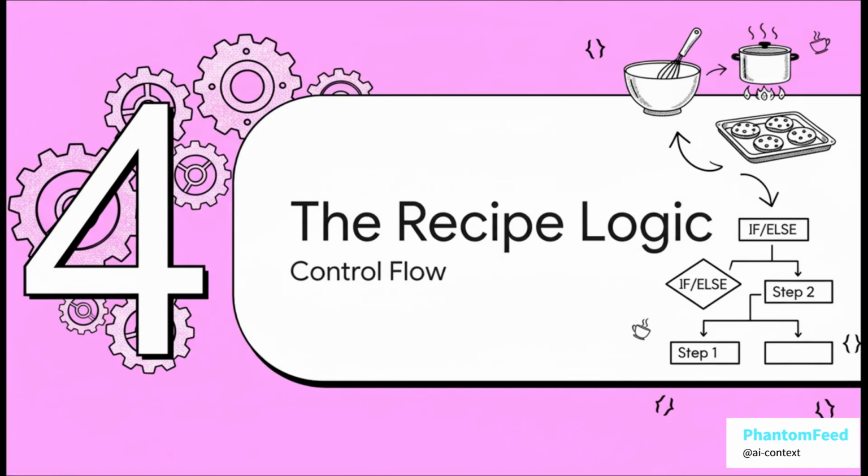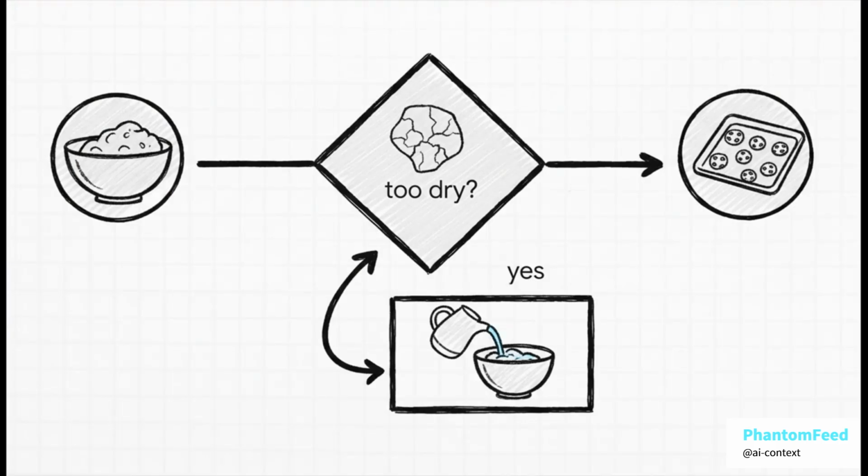A good recipe is way more than just a list of ingredients and actions. It's got an order, it has steps, it has logic. In programming, we call this whole thing control flow. This simple phrase really gets to the heart of it. There's a decision point. Is the mix too dry?